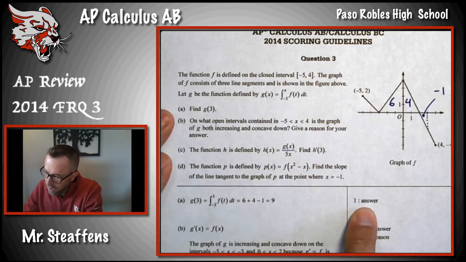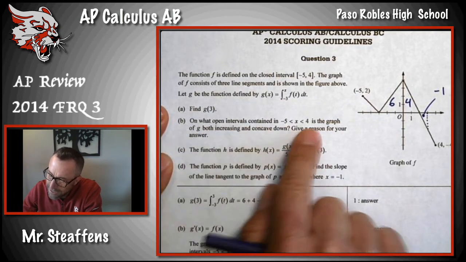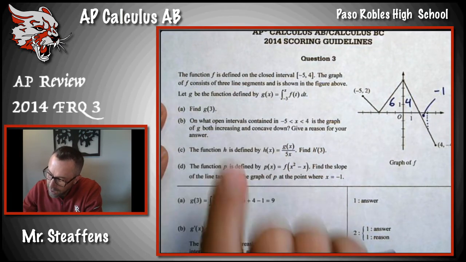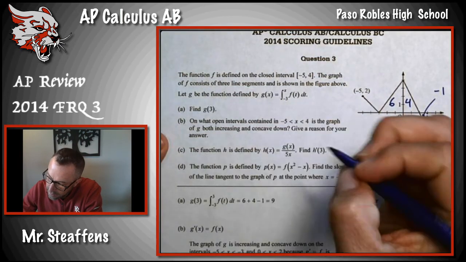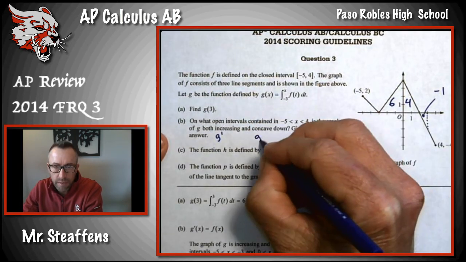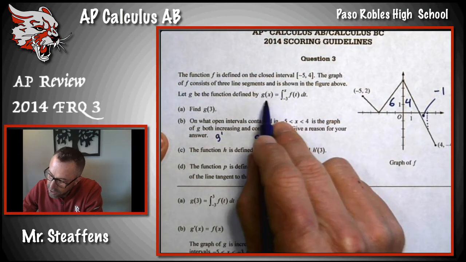Second question down here is going to say, on what open intervals is this graph both increasing and concave down? So remember, for increasing, I need to look at g prime, and for concave down, I need to look at g double prime. So they give us our graph, and they have the fact that this g of x is worth that.